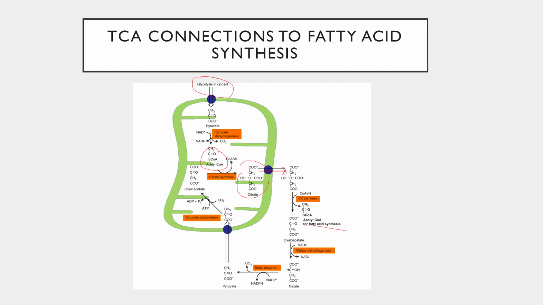Through a series of reactions we'll see in a few weeks, this citrate is cleaved by citrate lyase to generate acetyl-CoA, our substrate for fatty acid synthesis, and oxaloacetate. This oxaloacetate, through a two-step reaction involving malate dehydrogenase and malic enzyme, is reconverted back to pyruvate, which can enter back into the mitochondria and be reconverted to oxaloacetate through the enzyme pyruvate carboxylase.